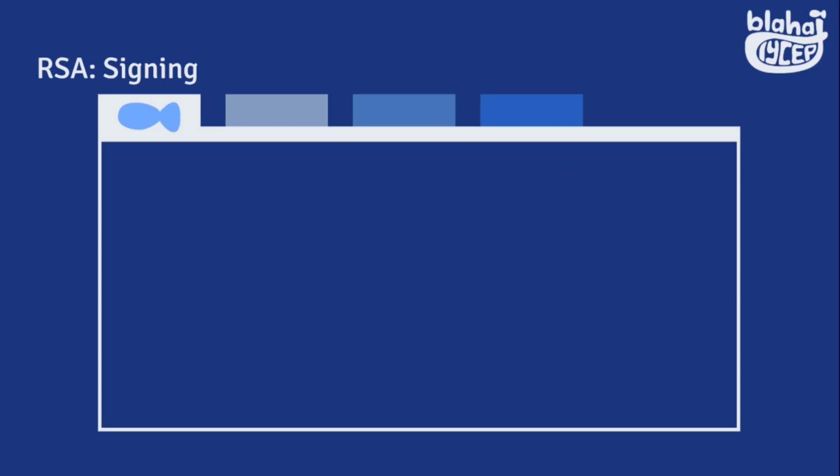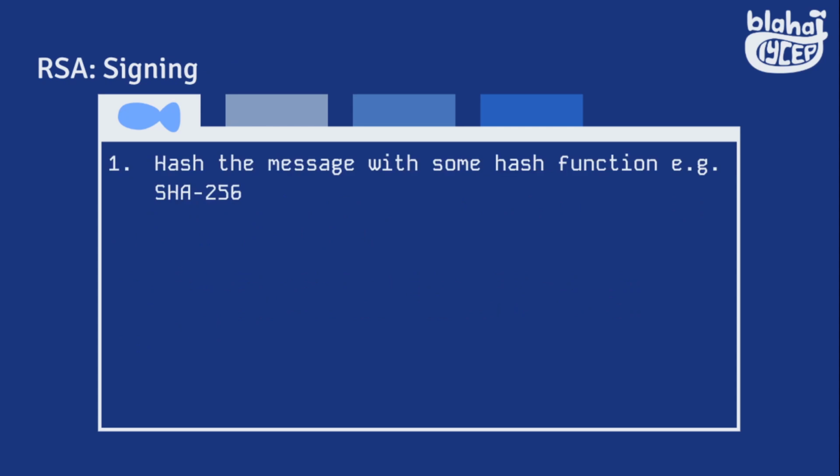Next slide. The steps for signing go as such. Let's say we want to sign our message I.YCEP again. So m equals bytes I.YCEP, and we hash it with some hash function. Let's say SHA256. So we can do H equals SHA256 m.